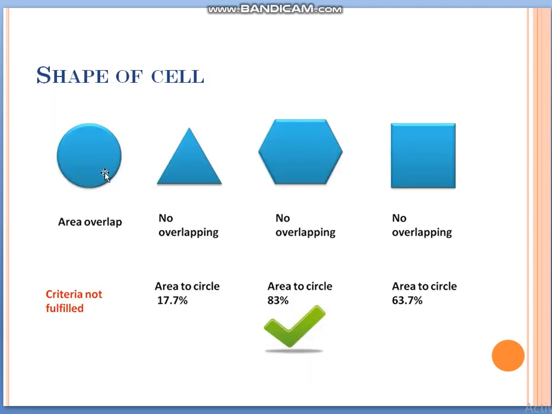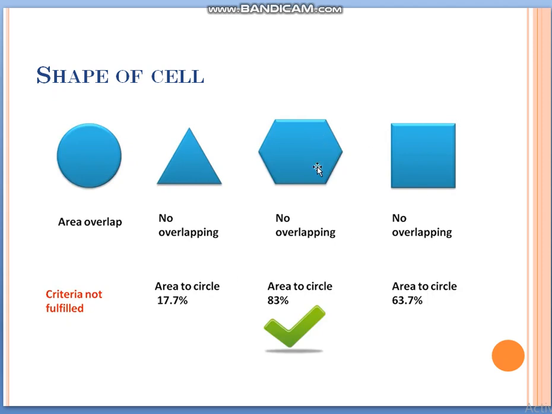As proof, we take four geometrical shapes: circle, triangle, hexagon, and square. When we use circles, two or three circles overlap, so this cannot be used. Second, triangles do not create overlapping. Third, hexagons do not create overlapping. Fourth, squares do not create overlapping. When we talk about area, multiple triangles do not create a large area, about 17.7.